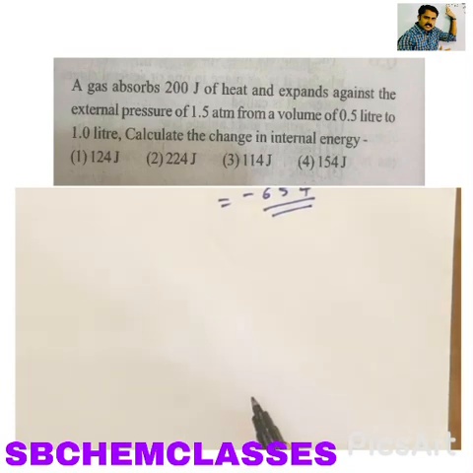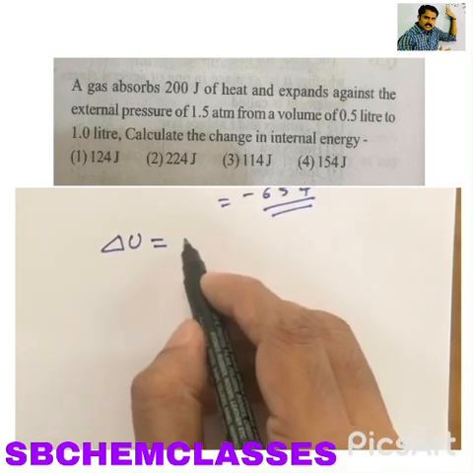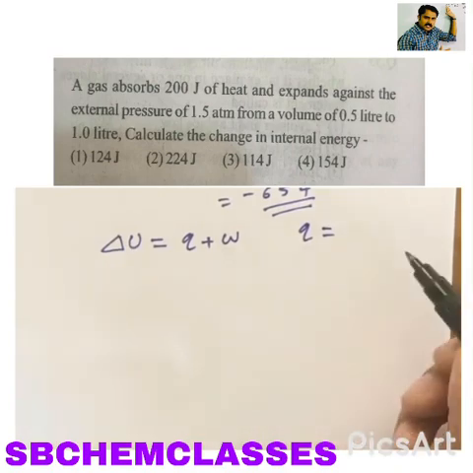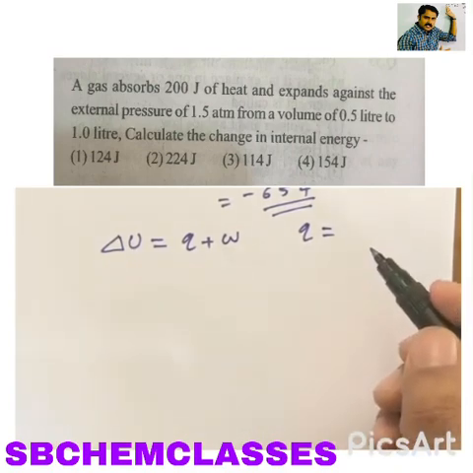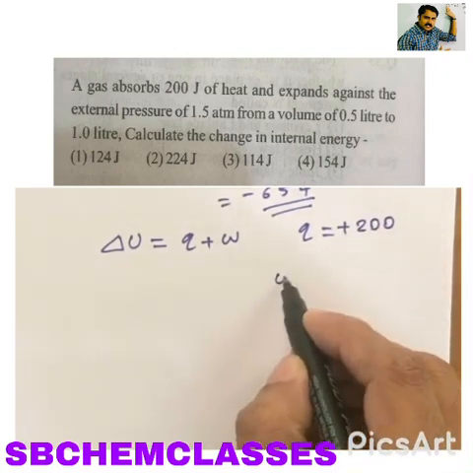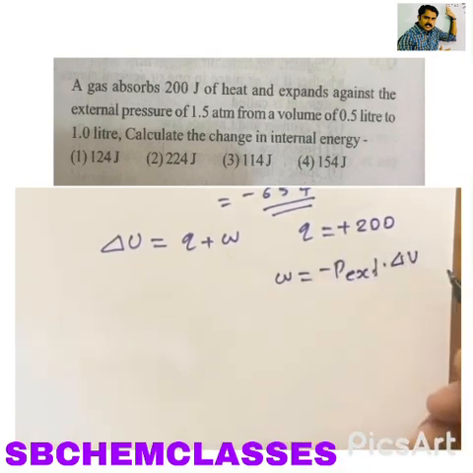A gas absorbs 200 joule of heat and expands against the external pressure of 1.5 atm from a volume of 0.5 liter to 1 liter. Calculate change in internal energy. Change in internal energy delta U can be calculated by Q plus W. Q is directly given in the question. 200 joule heat is absorbed, so that is plus 200. We have to calculate work. For work done, minus P external into delta V.